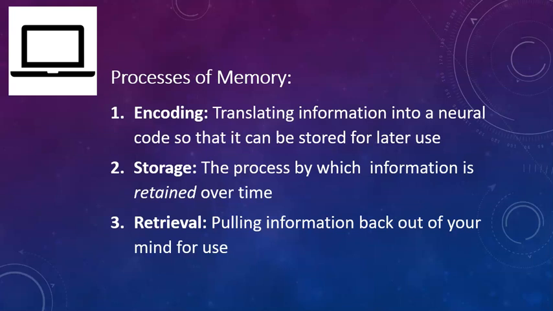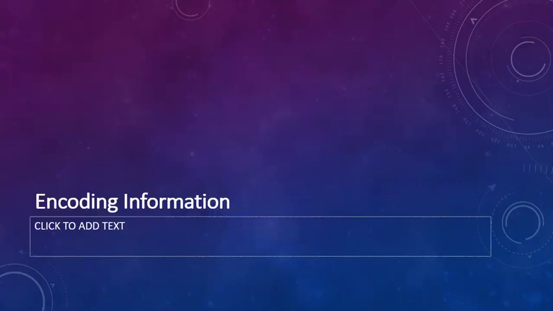Welcome back, everyone. In this lecture, we're going to start talking about the specific processes of memory. So in the last few videos, we talked about different types of memory. Now we're going to learn how memory is processed. Remember, it's a three-step process where we start with encoding, we then store the information, and then we can retrieve it. In this video, we're going to talk about encoding information.